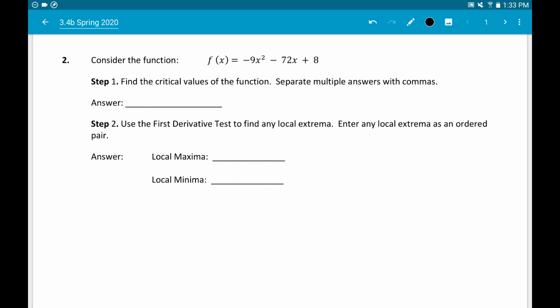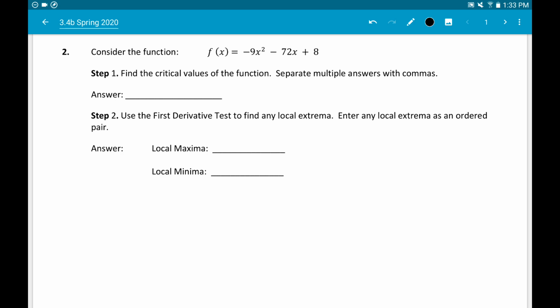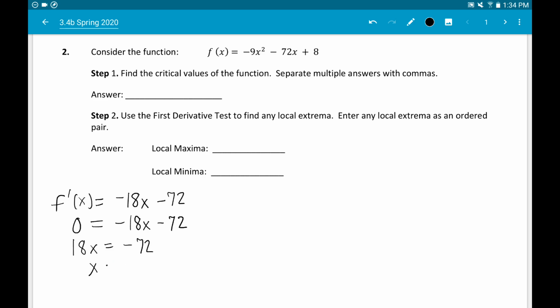All right, -9x squared minus 72x plus 8. So, same idea. Derivative. Derivative is -18x minus 72. Set that equal to 0. And solve for x. So we'd have 18x equal -72. -72 divided by 18 is going to be -4.